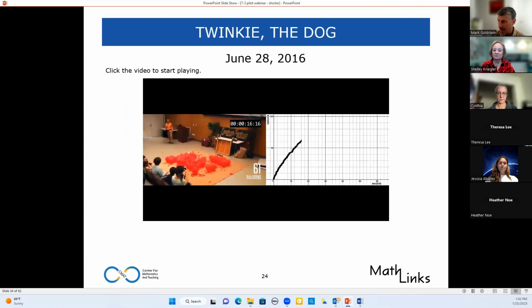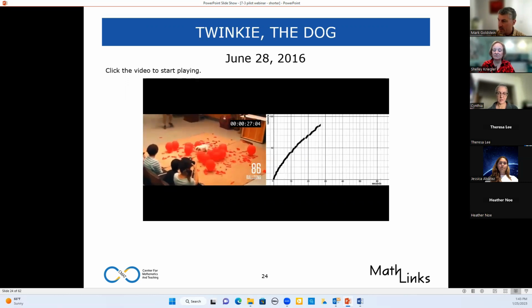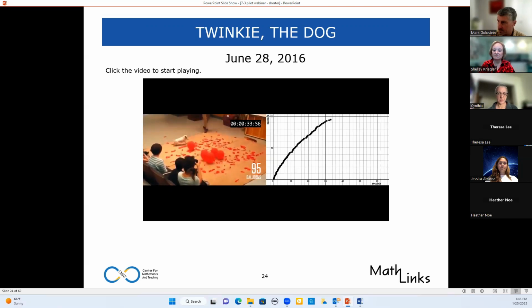So you're running around like mad there. And so with all that running around, the graph's tailing off a bit. Her rate is slowing down. So we notice that because this is not a straight line through the origin, the relationship is not proportional.